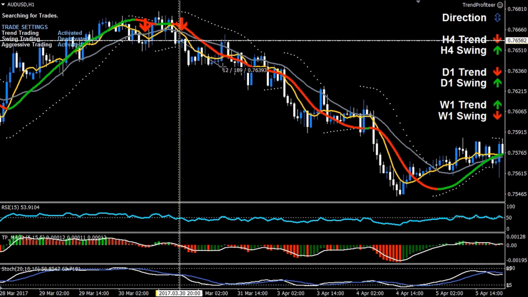So target one to reach a 1-to-1 reward to risk ratio would be here, 20 pips. 40 pips would be here. It's a 2-to-1 reward to risk ratio. 60 pips would be hit here. 80 pips would be right about here. That's a 4-to-1 reward to risk ratio, and 100 pips here, 5-to-1 reward to risk ratio. This trade continued to go a little bit longer to about 112 pips thereabouts.